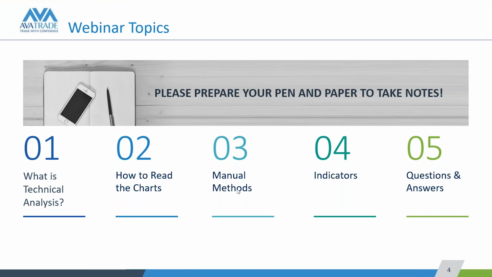Manual methods of technical analysis. Basically, we're talking about drawing our own support and resistance levels, drawing our own trend lines, etc. Another way to do technical analysis is to use indicators, which give you an idea from the indicator of when maybe the market is overbought or oversold, when it might reverse or continue moving, etc.